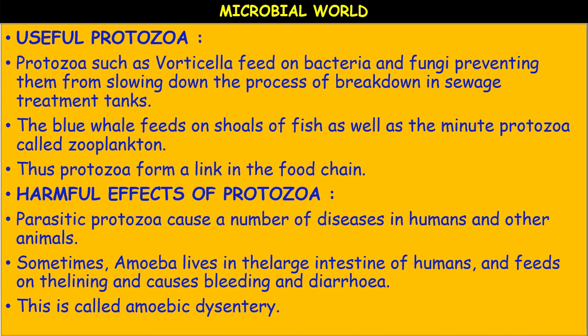Protozoans are known to be the notorious pathogens of man. Some examples: Entamoeba histolytica, which causes amoebic dysentery. Plasmodium is another parasitic protozoan, often called the malarial parasite. It causes a disease called malaria, malaria fever. It is transmitted by the bite of the female Anopheles mosquito.